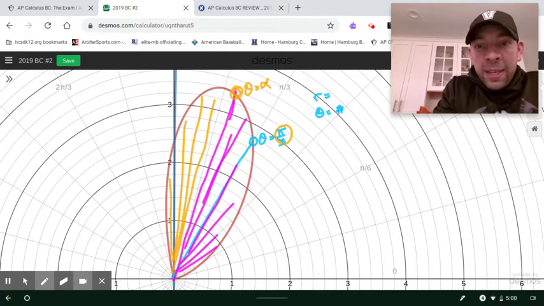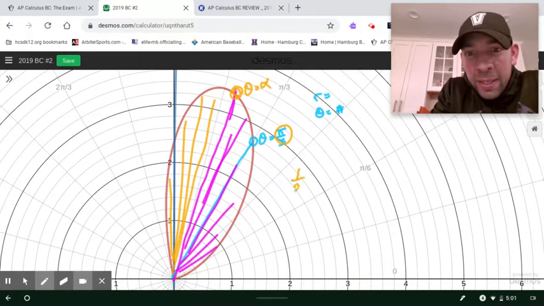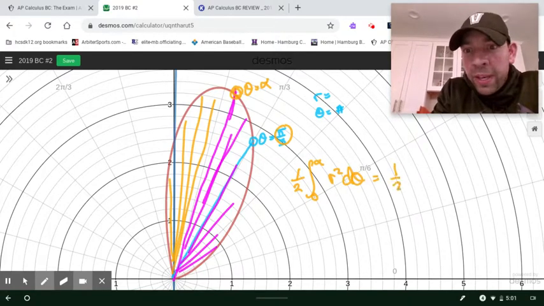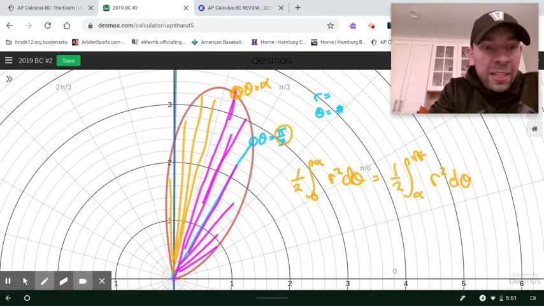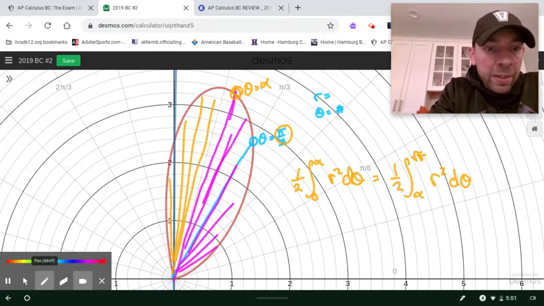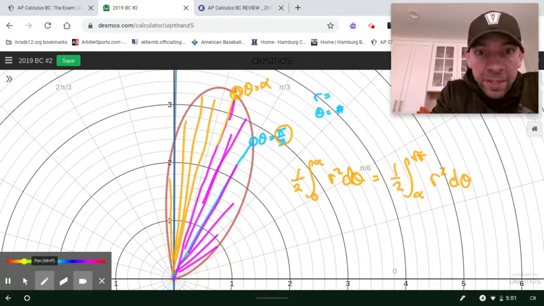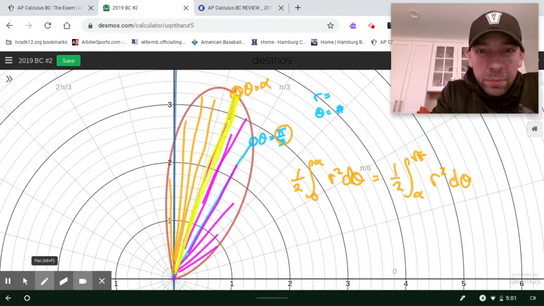So what I'm thinking is the integral from 0 to alpha of r squared d theta is equal to 1/2 the integral from alpha to where? Radical pi of r squared d theta. And so I want to try to find the slope of that line. Let's see if I can come up with a little different color here. Do yellow. I've got to find the slope of this line right here. That's my challenge.